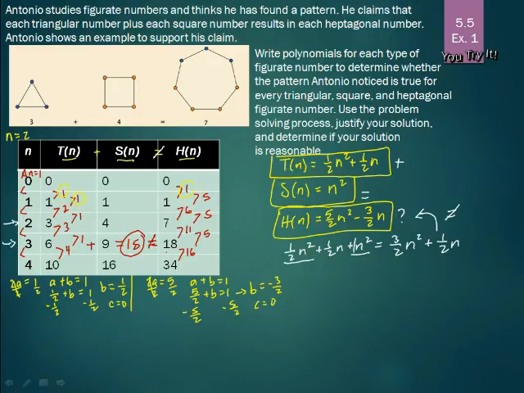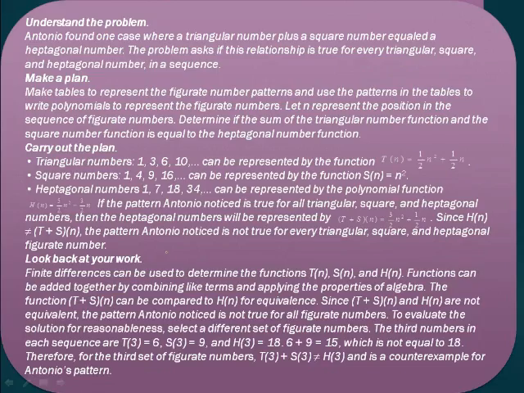Let's go ahead and summarize our answer. Understand the problem. Antonio found one case where a triangular number plus a square number equal to a heptagonal number. The problem asks if this relationship is true for every triangular, square, and heptagonal number in a sequence. Make a plan. Make tables to represent the figure number patterns and use the patterns in the tables to write polynomials to represent the figure numbers. Let n represent the position in the sequence of figure numbers. Determine if the sum of the triangular number function and the square number function is equal to the heptagonal number function. Carry out the plan.